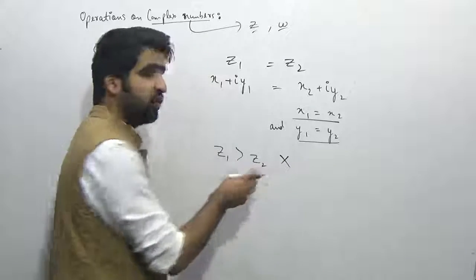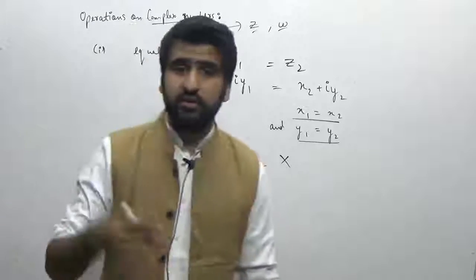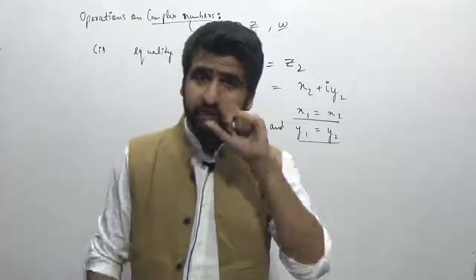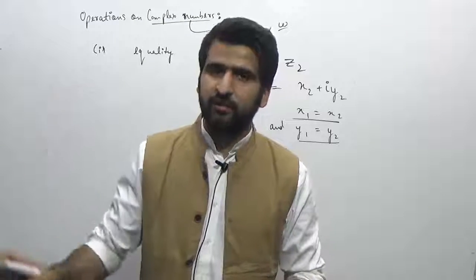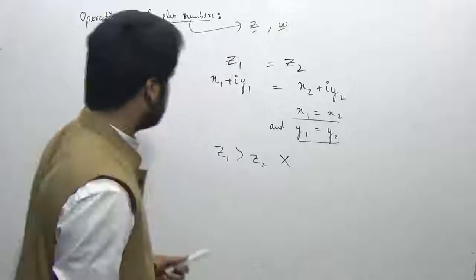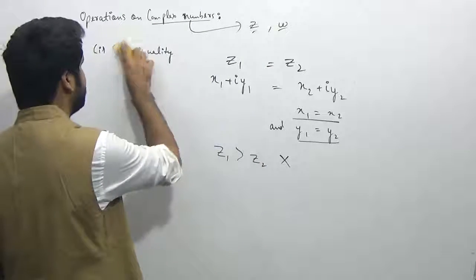So we can never tell which complex number is greater or which complex number is smaller. We can only tell about equality, that they will be equal if the imaginary parts and the real parts are both equal. So this is the basic concept. The next is addition of two complex numbers.